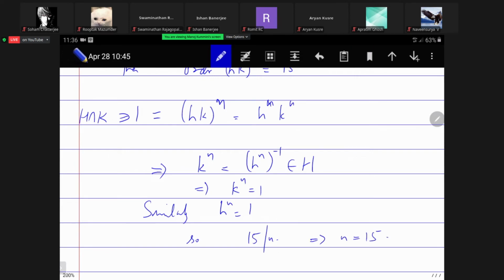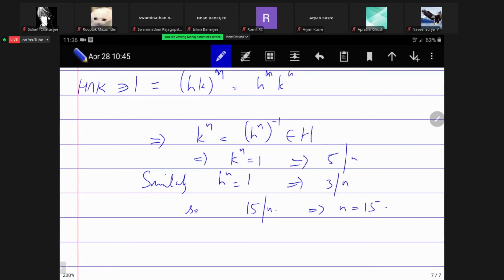n is not 0 or 1, so it has to be divisible by 3 and 5. So 5 divides n and 3 divides n, so 15 divides n. So n is 15. It can't be more than 15 because the group has only 15 elements. Therefore, G is cyclic of order 15.